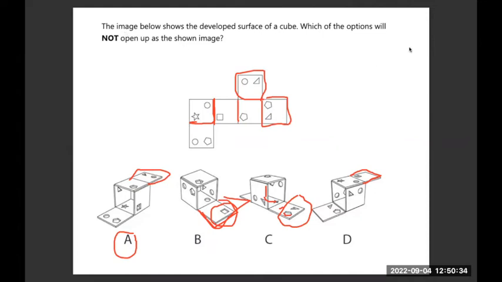Okay, is that clear? One second, I need to have water. Any doubts? No, ma'am. Okay.